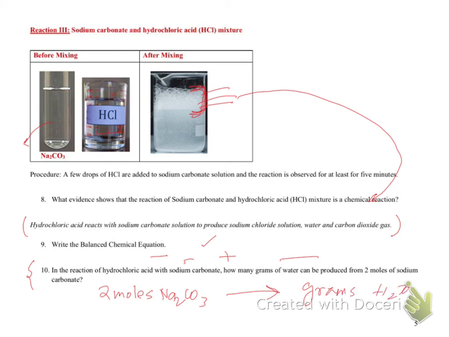So this is a two-step conversion problem, because first you're going to go from moles of sodium carbonate to moles of water, and then you will convert moles of water to grams of water. You are not submitting this assignment. You are basically answering these 10 questions under the lab 5 chemical reactions quiz.